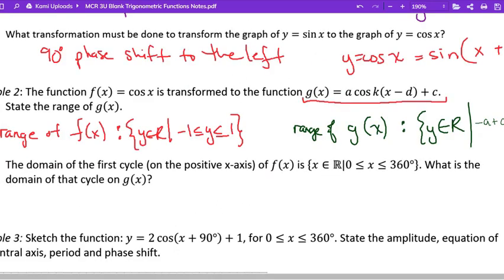The domain of the first cycle is x belongs to R, between 0 and 360, right? So that's the domain of the first cycle of f of x, because the period is 360. Well, what's going to be the domain of the first cycle of g of x? Because g of x has a k value and it has a d value. So we're going to be stretching or compressing horizontally, and we will be having a phase shift. All right, so the domain, we can get the first part, right? x belongs to all real numbers.